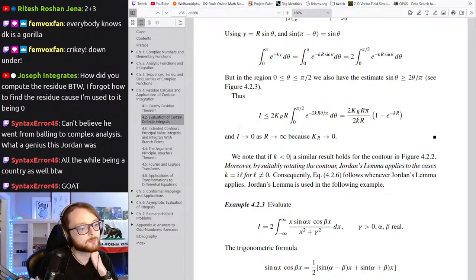Can't believe he went from balling to complex analysis. What a genius this Jordan was. Oh, while being a country as well. Yeah, what a goat. Jordan really did everything.